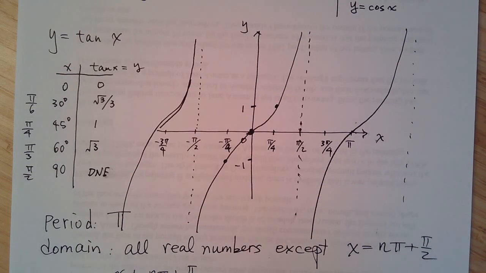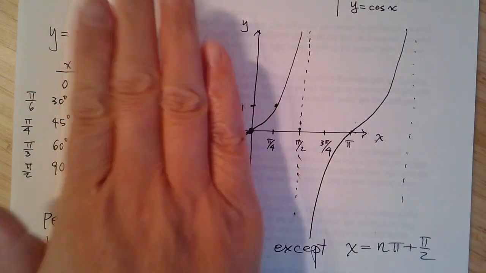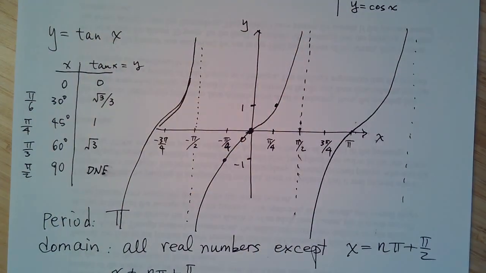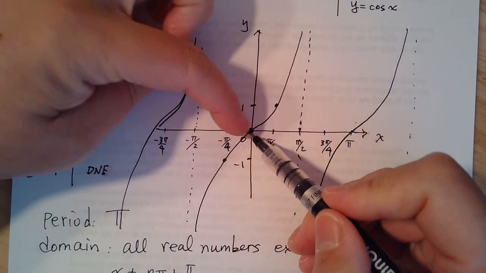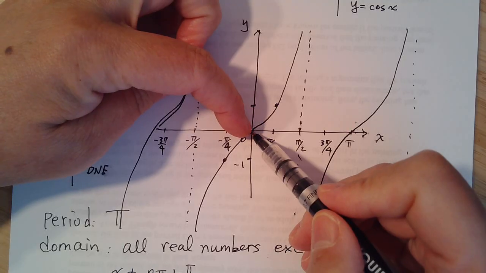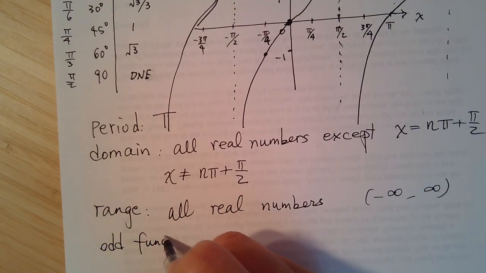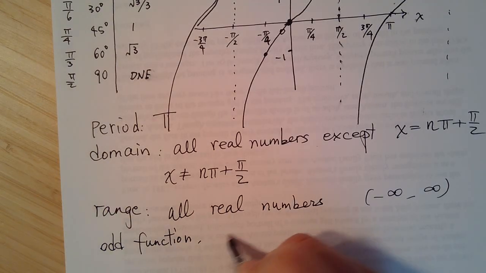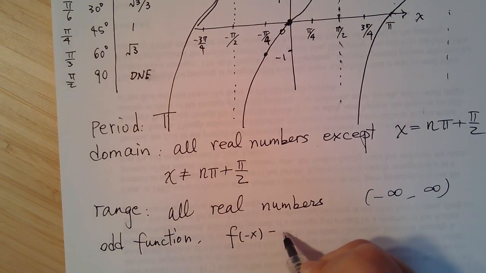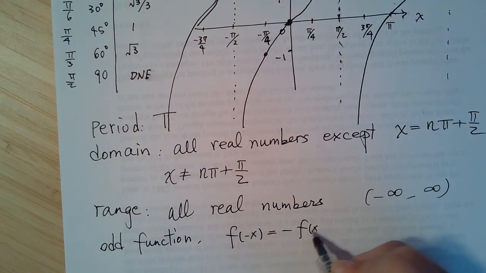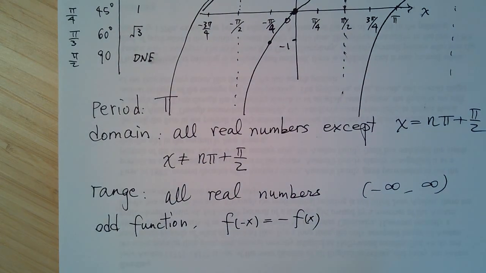Even function means the graph has to be symmetric along the y-axis. Of course, this is not. For an odd function, the graph should be symmetric about the origin (0, 0). So it is. So it's an odd function, which means f of negative x is negative f of x. That's the definition of an odd function.